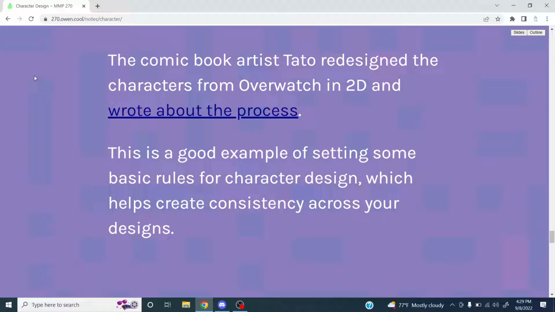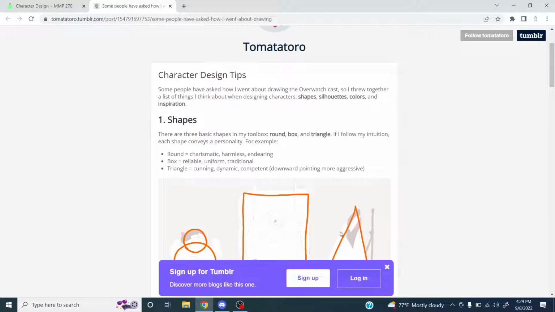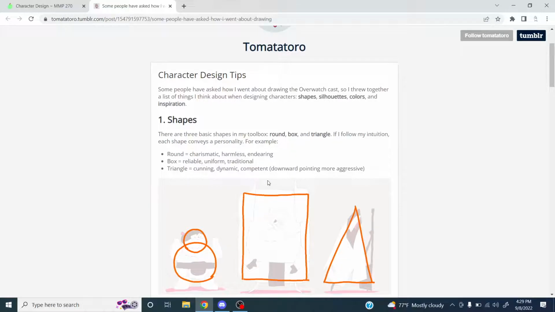So an article that I really love about character design is by this artist who redesigned the characters from Overwatch in a simpler style of 2D drawings. This isn't how all characters are designed, and it's not how you have to design a character. But what's cool about it is that he has this method that he uses to design the characters. You don't have to use this exact example, but it's good to have a method that you develop over time to create consistency and a unified aesthetic.